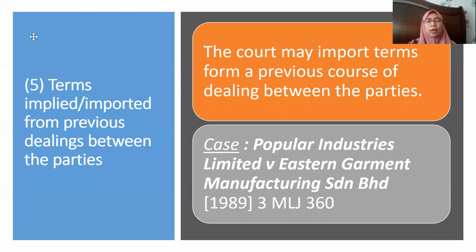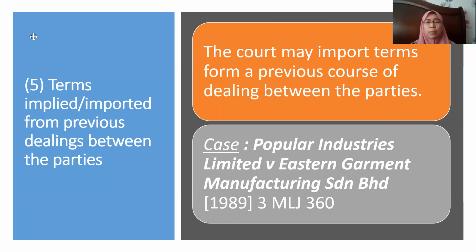Okay, number 5, the fifth one, terms implied or imported from previous dealings between the parties. So it's like 4 plus 1, because here it depends on whether there was any previous dealing. Sometimes there's no previous dealing, so that's why we can apply number 5. If there were previous dealings between the parties, then yes, you can imply the relevant term based on their past dealings. So the court may infer terms from a previous course of dealings between the parties.